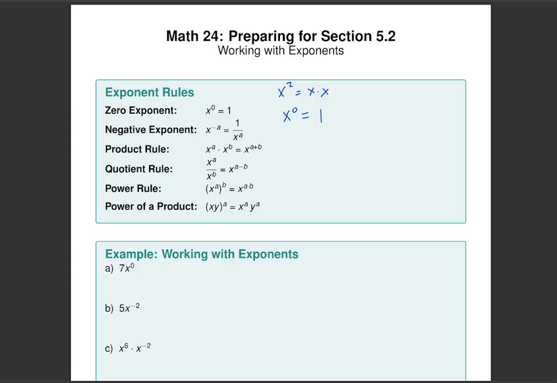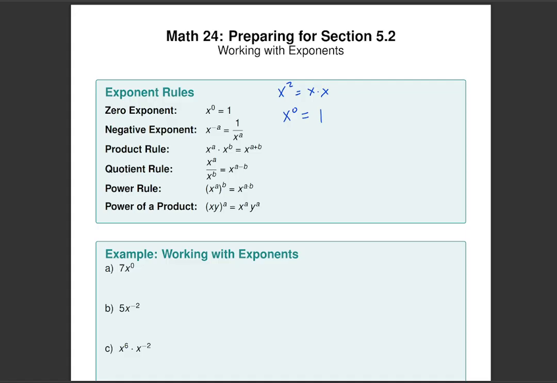The next one is our negative exponent rule. Anytime that you see a negative a in our exponent, we're looking at 1 over x to the a. We also have a product rule, so if we are multiplying two things that have the same base, notice it's x to the a times x to the b, well that becomes x to the a plus b. We also have a quotient rule where if we have x to the a over x to the b, then we're going to just take their difference, x to the a minus b. So we just subtract the exponents there.